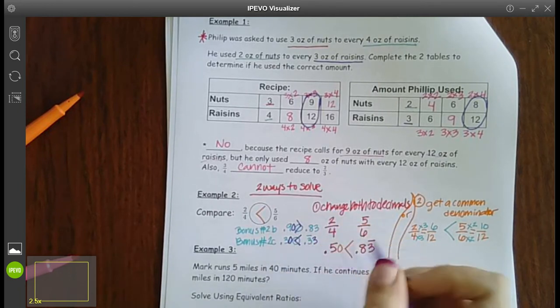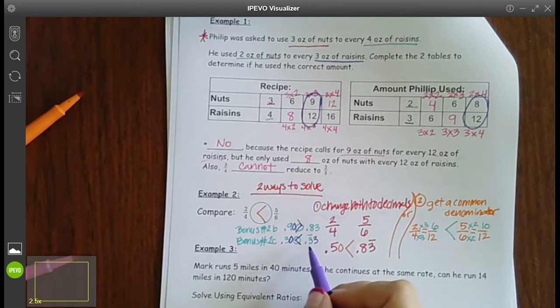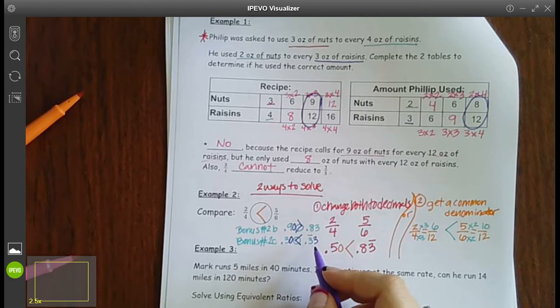0.33 is bigger. So the trap here would be to think that they were equal when you first started, because you're like 0.3 and 0.3 repeating. Oh, they're both 0.3. Yes, but this one's only 0.3, or you could think of it as 0.30, versus this one's 0.33333. It keeps going. So the next number would be another 3.